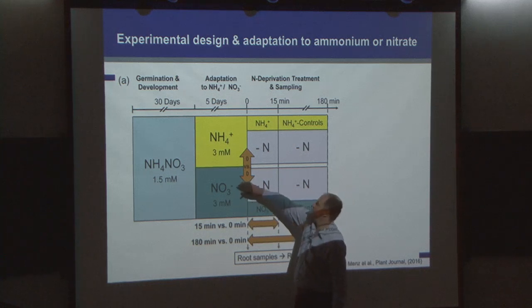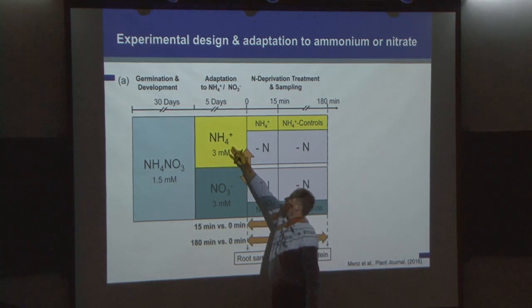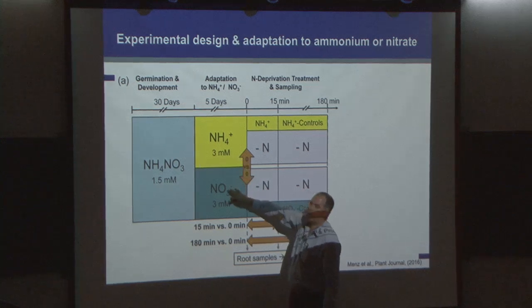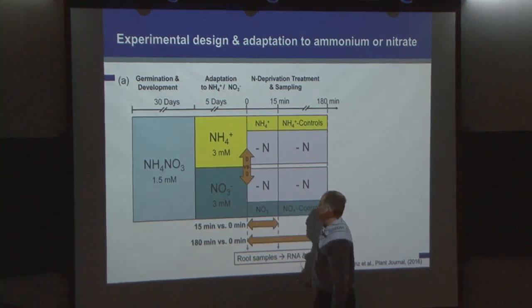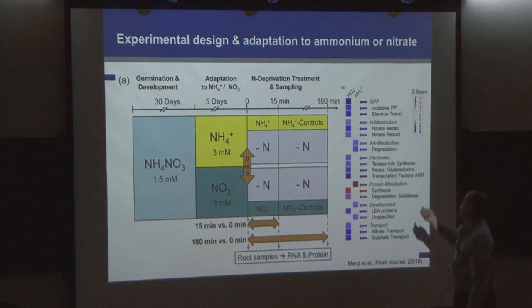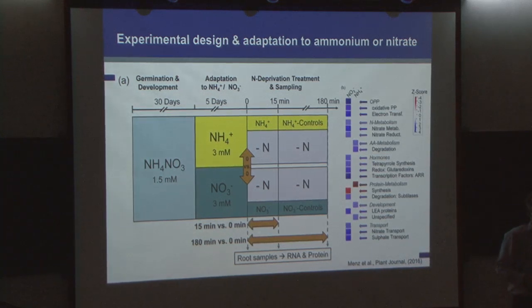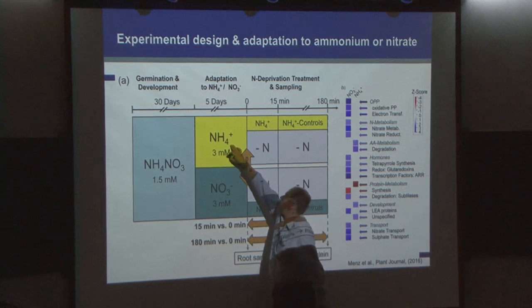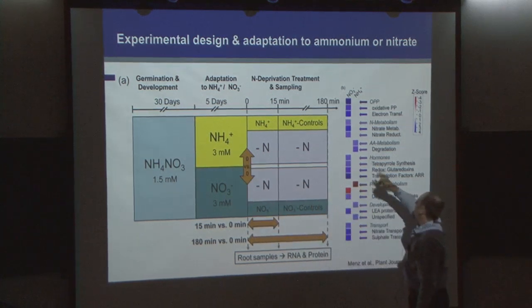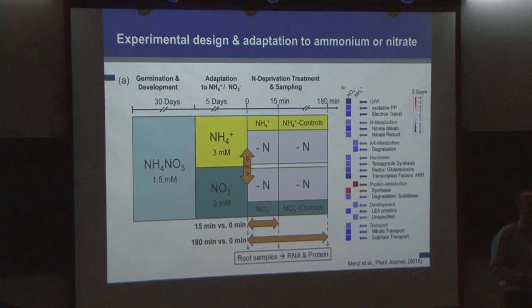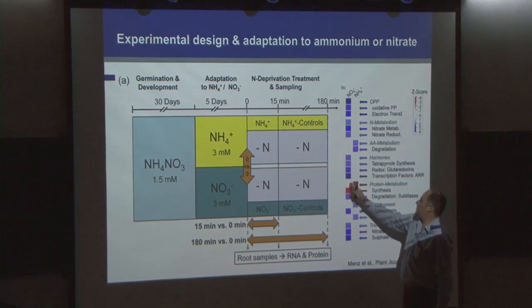And now we compare those plants here with those, the ammonium adapted plants with the nitrate adapted plants. And when we do so, using microarrays, we get gene expression differences between this situation and this situation that can be summarized in such a graph here, where we have overrepresented categories of metabolic categories that are overrepresented mostly in the nitrate condition.